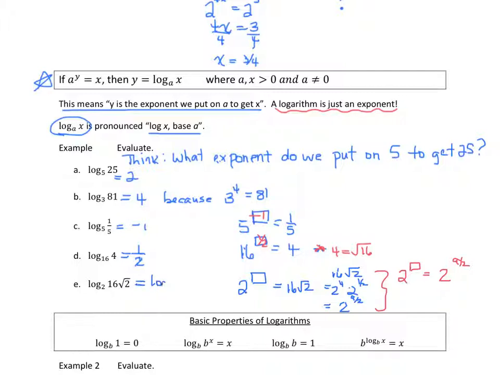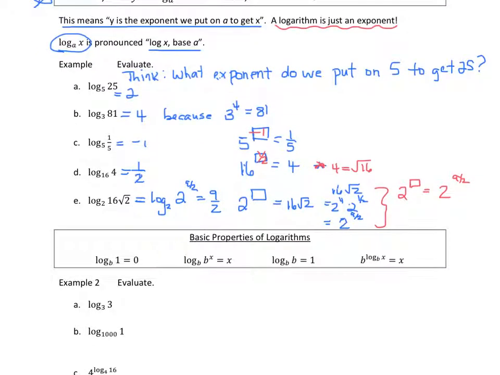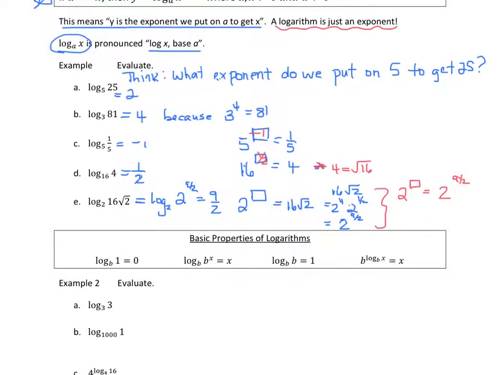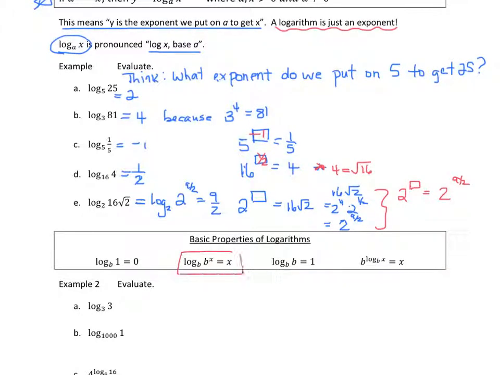So we could rewrite this as log 2 to the 9/2 base 2. And of course, no matter what that exponent was, the exponent itself is going to be the answer. Because if we're saying, what exponent do we put on 2 to get 2 to the 9/2? Well, obviously it would be 9/2. And that actually leads us to one of the basic properties of logarithms, and that is this one right here on your sheet. So log b to the x base b will always be x.